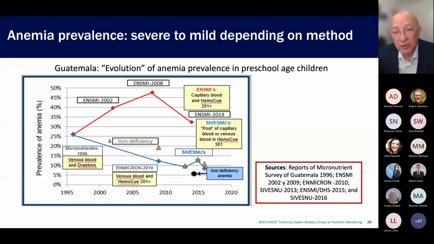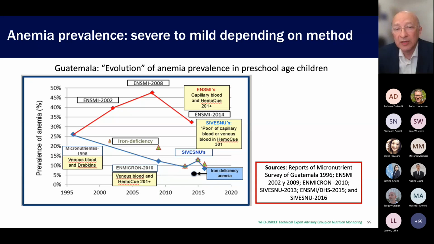This figure shows us the situation in Guatemala. The red lines show the prevalence estimated using drops of finger-prick blood, and the blue ones using venous blood. The red one is HemoCue 201+, and the blue one is HemoCue 301+. But what is clear is that the country has very different scenarios using one type of methodology over the other.